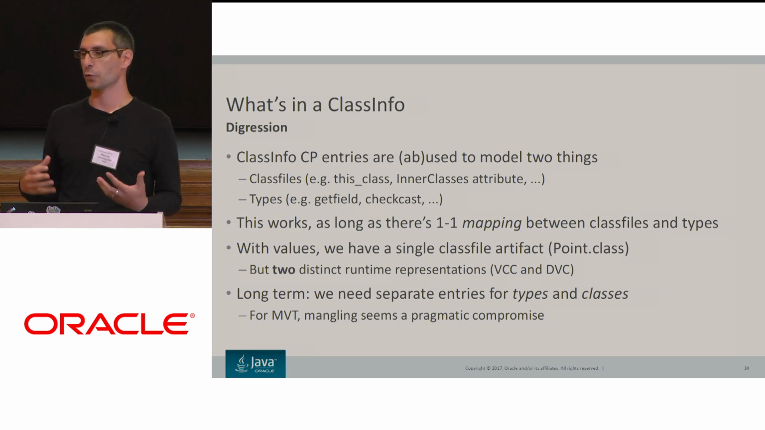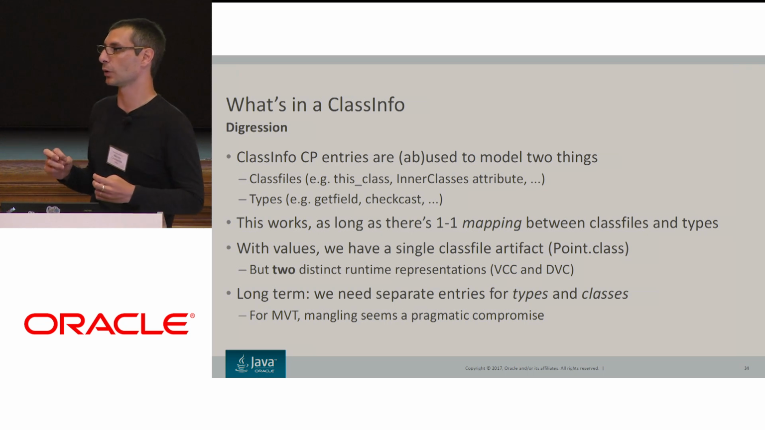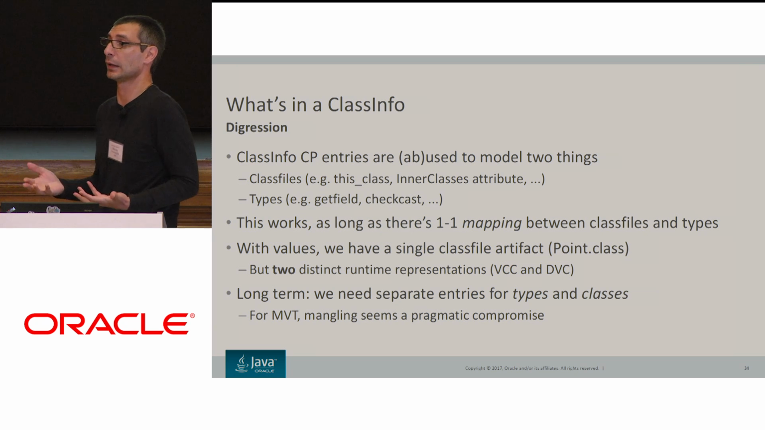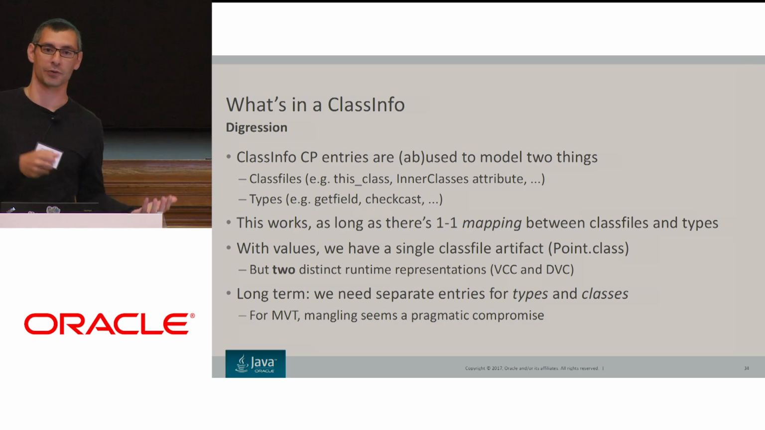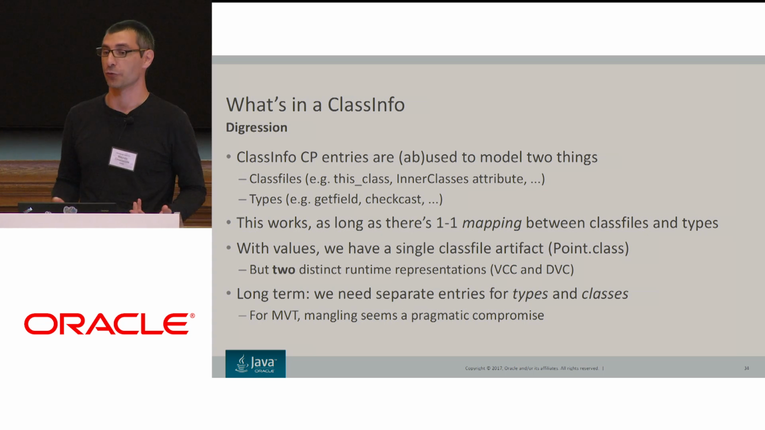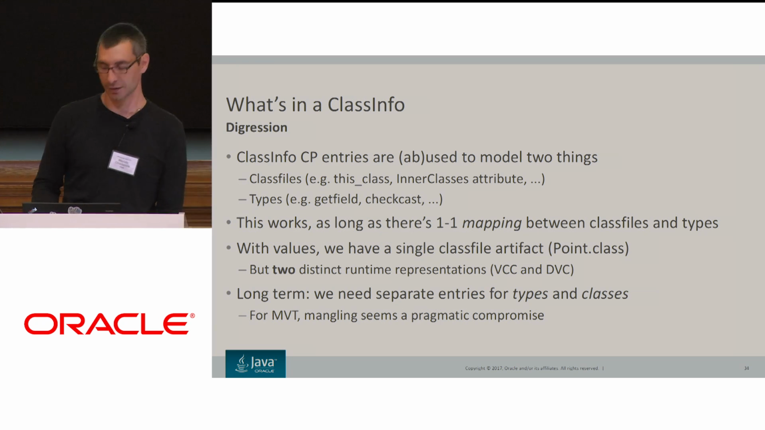So longer term, of course, we would like to tease apart those relationships, and we would like to come up with different constant pool entries for representing the class file versus the type. But of course, shorter term, this is minimal value types. The number one goal is to be pragmatic, so we just resorted to some name mangling scheme.